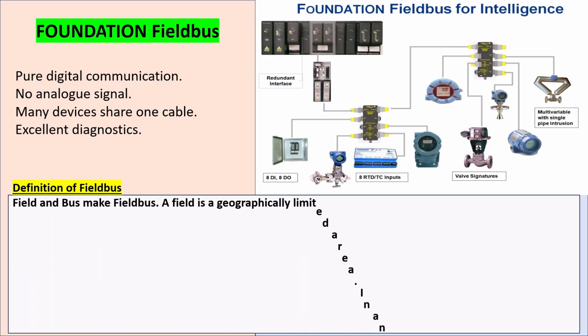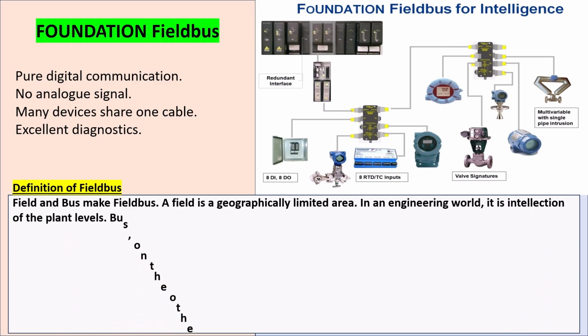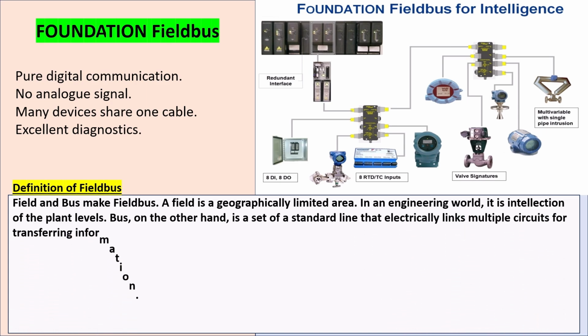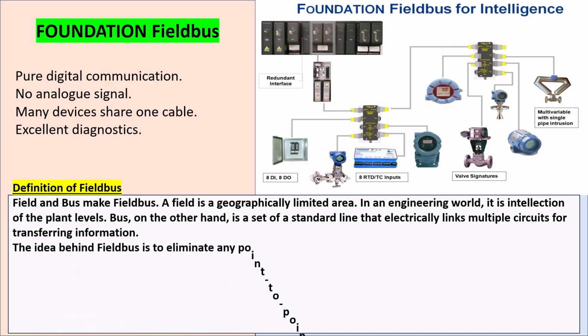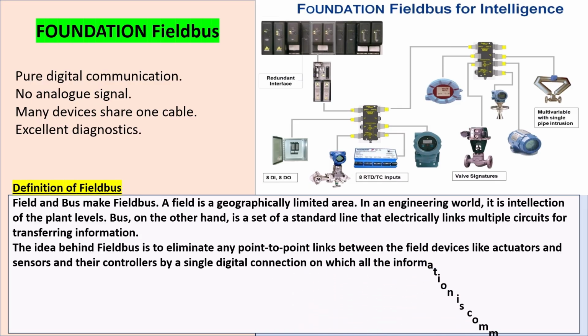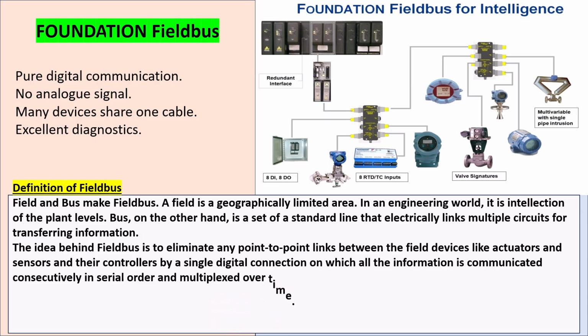A field is a geographically limited area. In an engineering world, it is the intersection of the plant levels. Bus, on the other hand, is a set of standard lines that electrically links multiple circuits for transferring information. The idea behind Fieldbus is to eliminate any point-to-point links between the field devices like actuators and sensors and their controllers by a single digital connection on which all information is communicated consecutively in serial order and multiplexed over time.